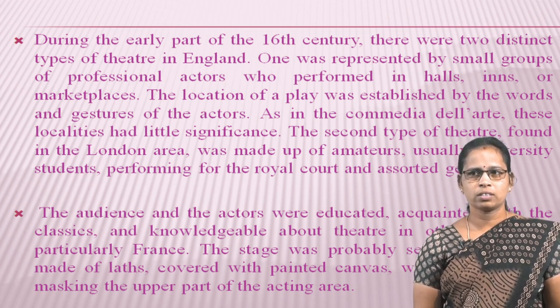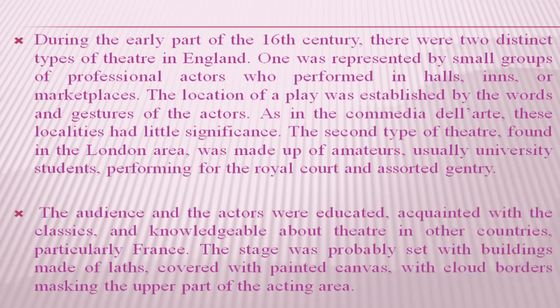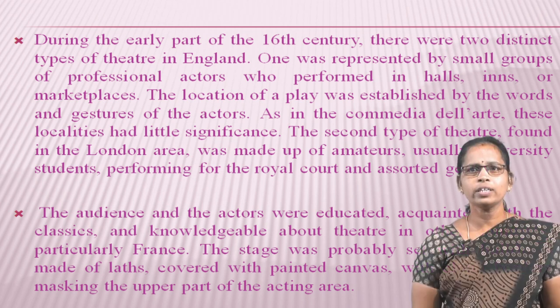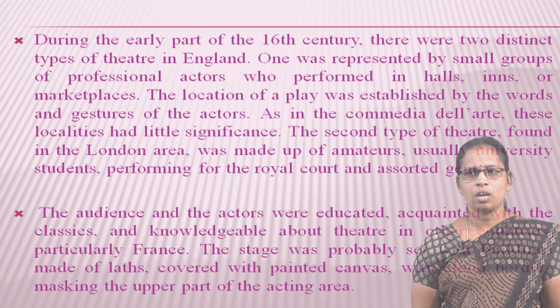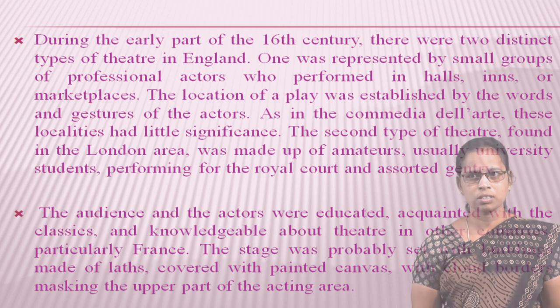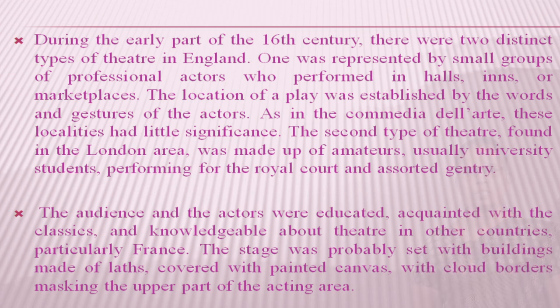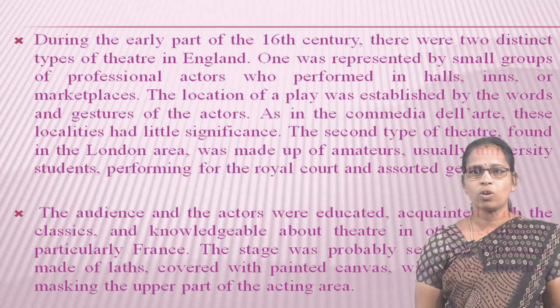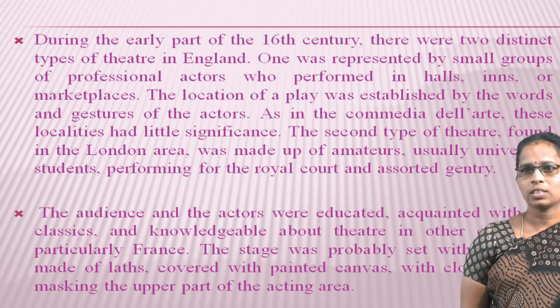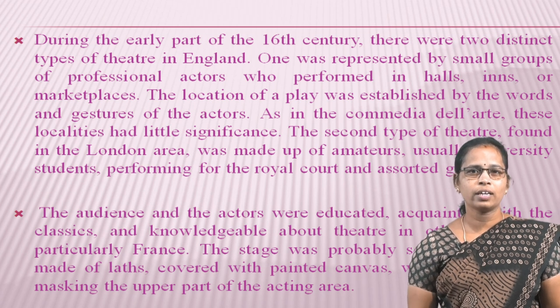The second type of theatre, found in the London area, was made up of amateurs, usually university students, performing for the royal court and assorted gentry. The audience and the actors were educated, acquainted with the classics, and knowledgeable about the theatres in other countries, particularly France. The stage was probably set with buildings made of laths covered with painted canvas, with cloud borders masking the upper part of the acting area.